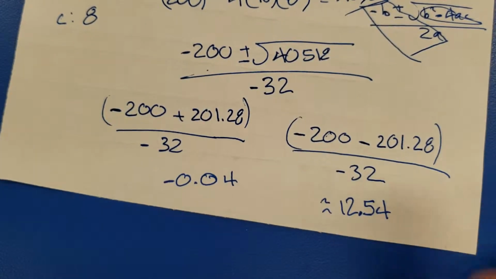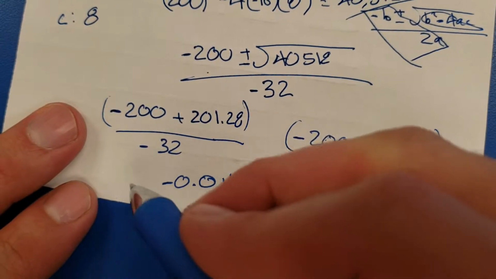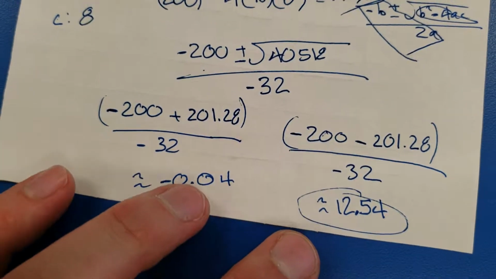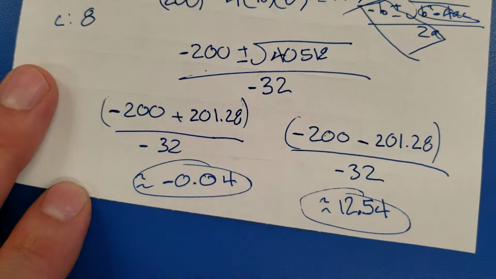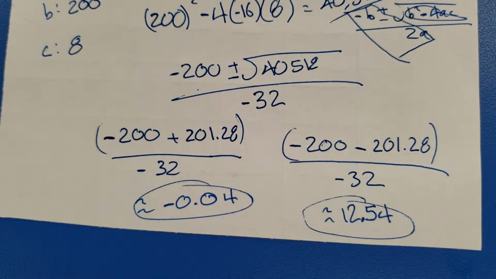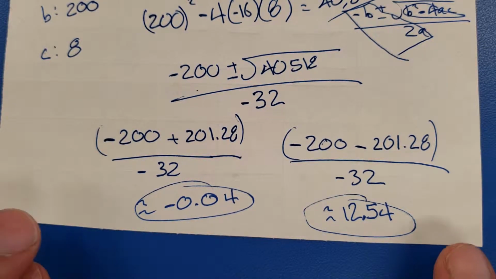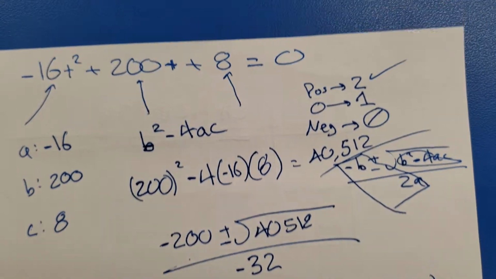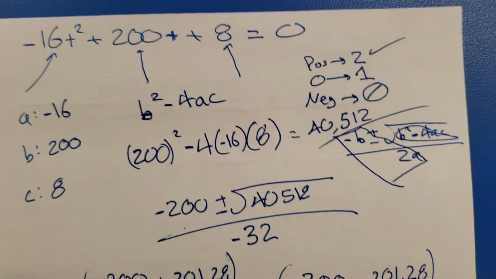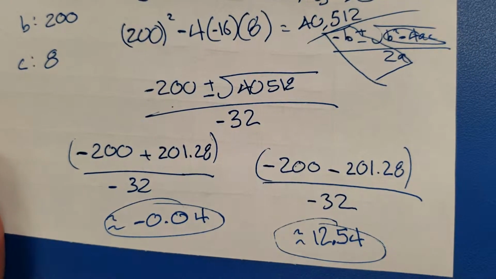So one of my answers was negative, and one of them was positive. That's the right answer. Okay, that's going to be the real answer. This one doesn't make any sense because it's negative. So when it comes to gravity functions, one of your answers is going to make sense. That ball or that projectile, whatever it was, that's going to hit the ground at about 12.54 seconds. That's some pretty sick hang time. But then again, initial velocity of 200 feet per second is extremely powerful. Okay, that's some hang time right there.